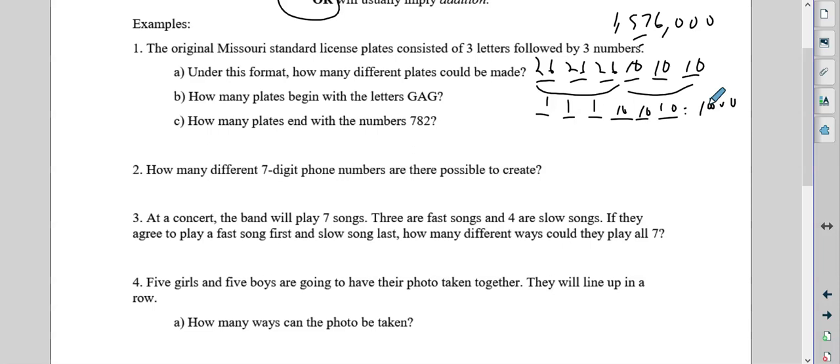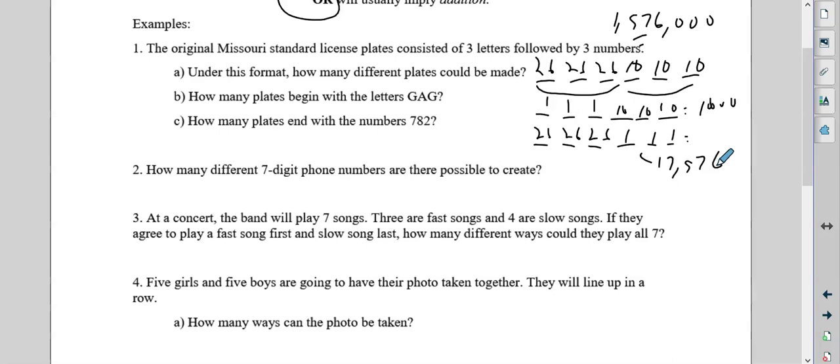Consequently, how many end in 782? Well, again, we do 6. But if I'm limiting the numbers to 7, 8, and 2, I'm saying that's the only number that can go in that slot. Therefore, I have 26 times 26 times 26. If I multiply those all out, I get 17,576 different license plates ending in 782.